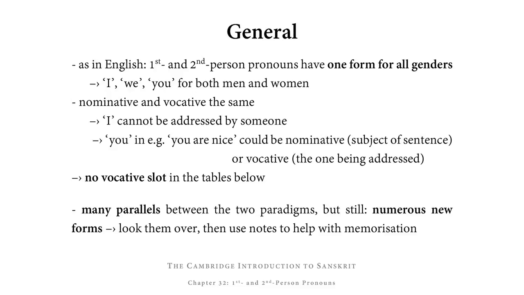Because of this overlap, we have only one form for nominative and vocative in both pronoun paradigms, and therefore in the tables that you will see in a minute there will be no vocative slot. There are many formal parallels between the two paradigms, but still they present us with numerous new forms, so what we need to do is first of all just look them over and then use the notes that are provided to help us with memorization.